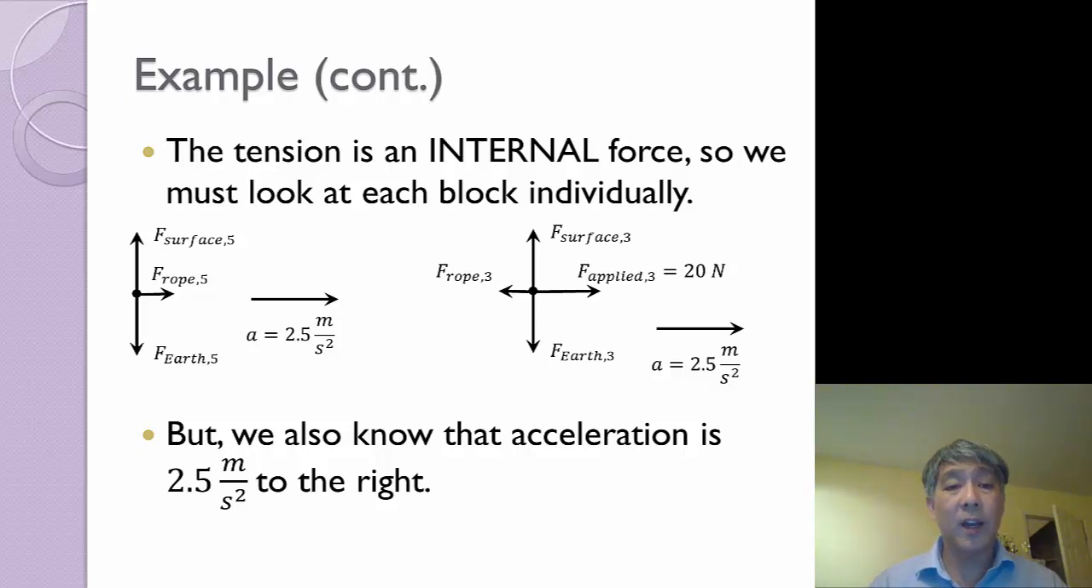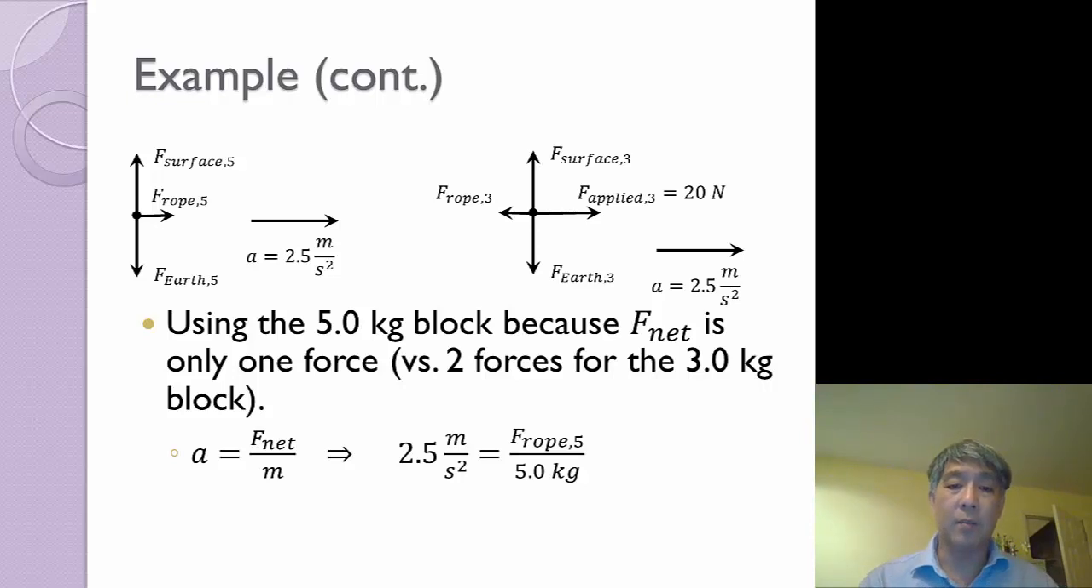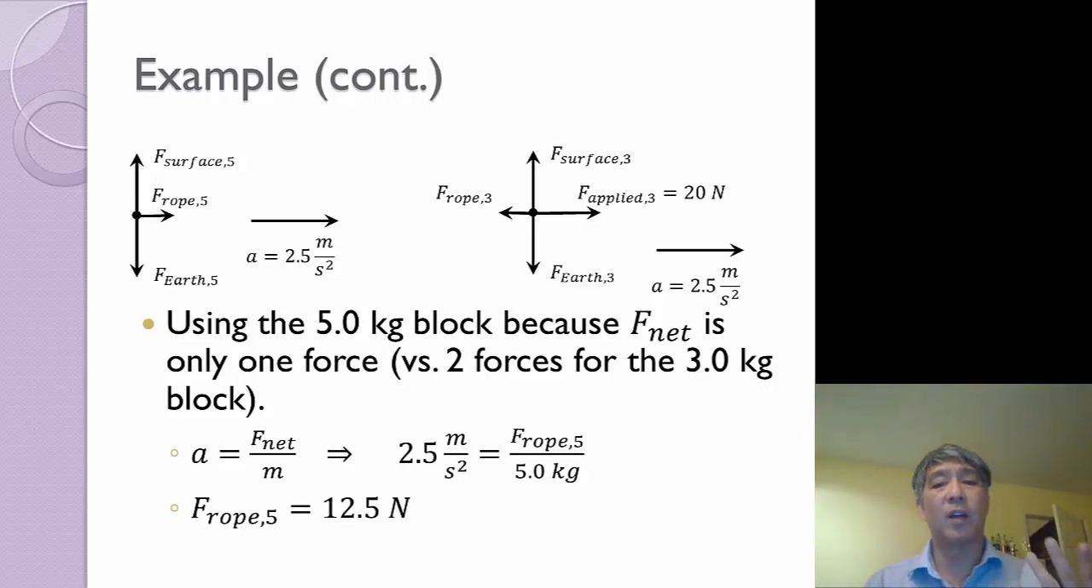Applying that extra piece of information to the 5 kilogram block, the free body diagram on the left, the net force is basically the force of the rope, and I'm left with the force of the rope being 12.5 newtons. And that's what having that extra acceleration gets me.